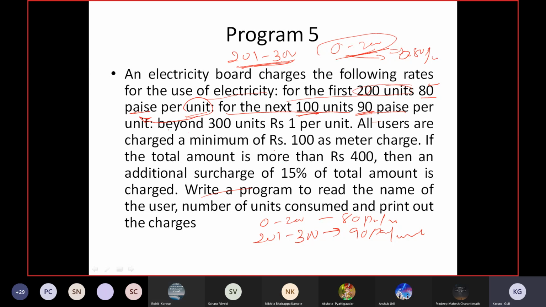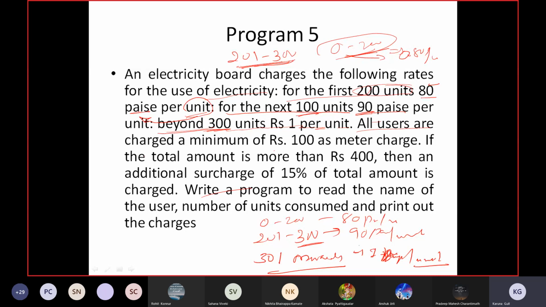Beyond 300 units, if it is crossing 300 units, I'll write it as 300 units onwards. It is 1 rupee per unit. So how much do you have to pay? You have to pay 1 rupee per unit. This is what you have to pay.